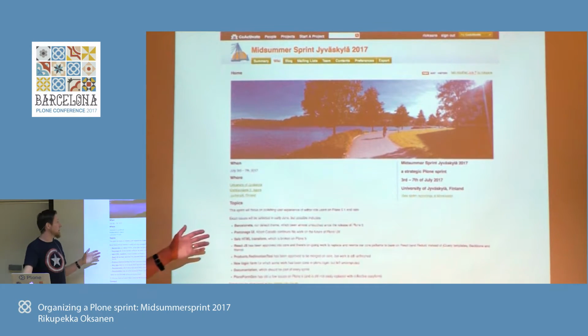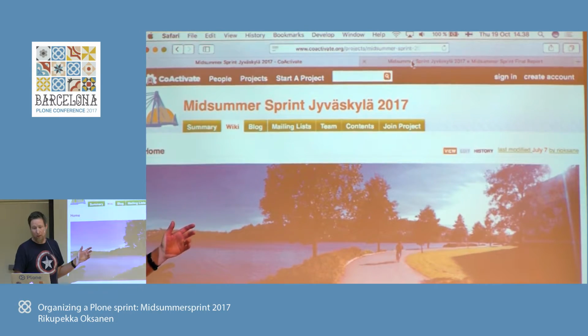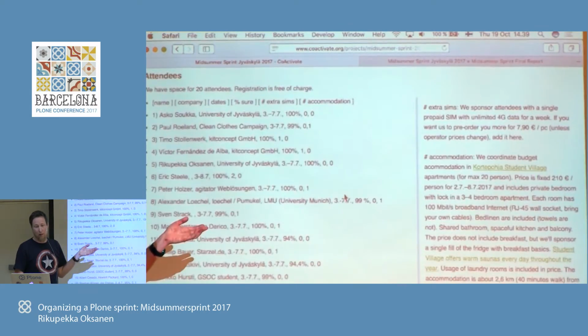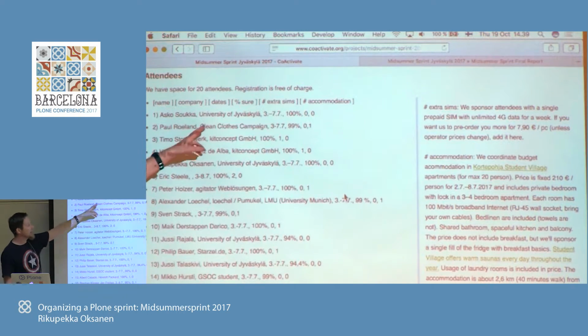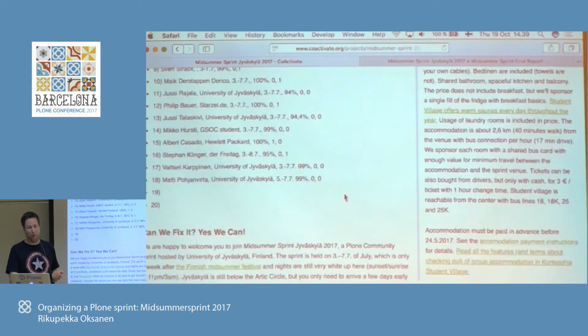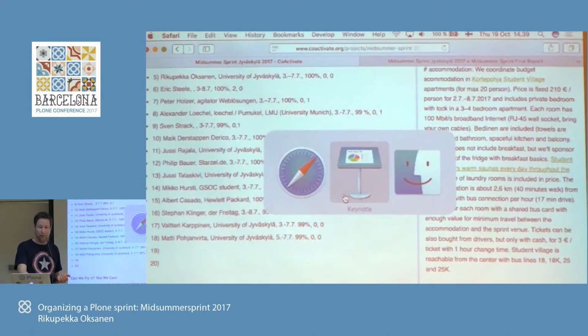Every participant, maybe I'll show you, every participant could log into this wiki and they could update their own information here: who they are, where they come from, the dates they are going to be in Jyväskylä, are they sure about their coming, and would they need extra SIM cards, and would they need accommodation help from our university. So that kind of stuff. And then, of course, lots of information about the sprint itself.